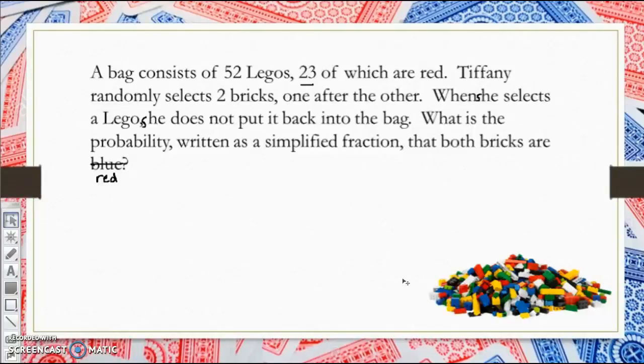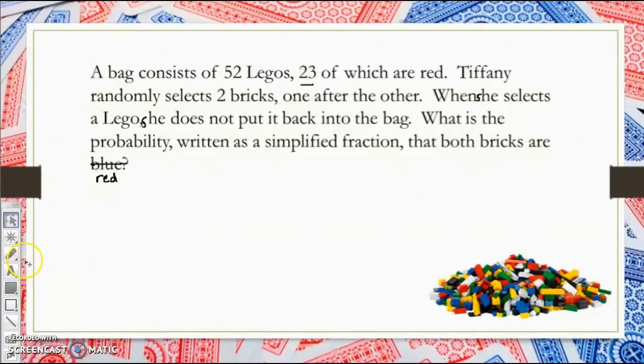A bag consists of 52 Legos, 23 of which are red. Tiffany randomly selects two bricks, one after the other. When she selects a Lego, she does not put it back into the bag. She sticks it in her pocket and doesn't let her little brother play with it anymore. What is the probability, written as a simplified fraction, that both bricks are red?